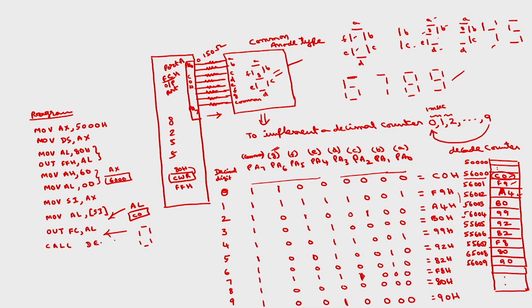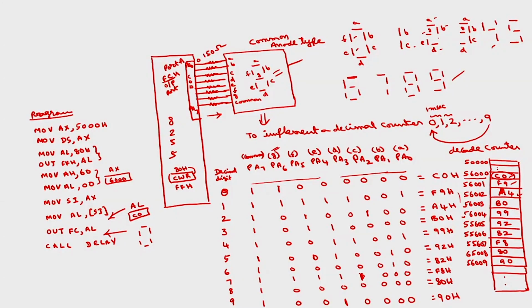You can set any value of the delay, depending upon your application. You can set 1 millisecond, 2 milliseconds. We know how to write the delay program. Then after that we have to display logic 1. So to display logic 1, digit 1 whose code is present in 56001H.